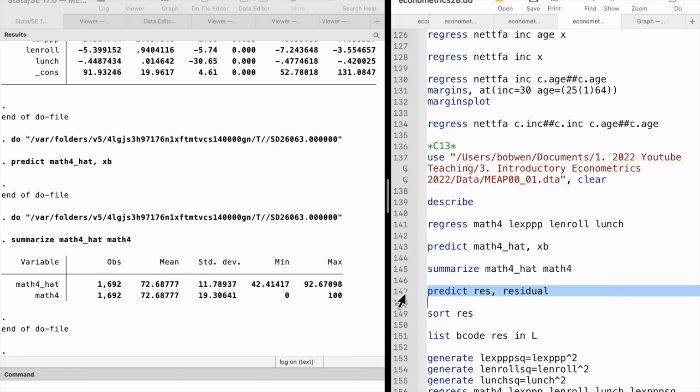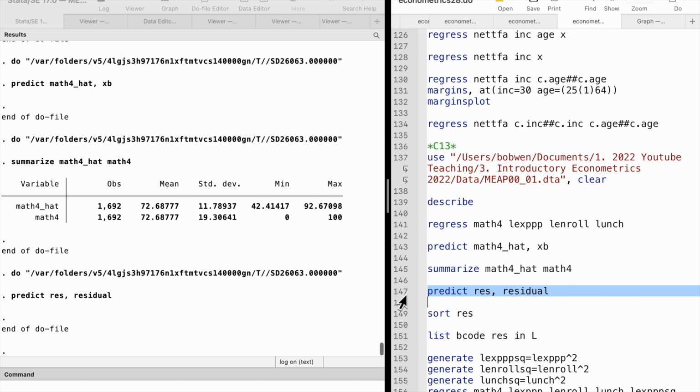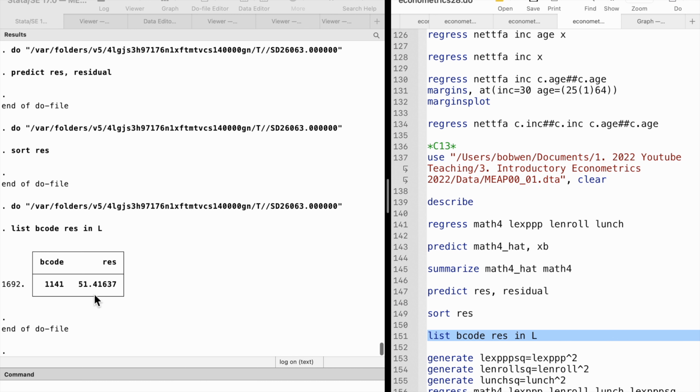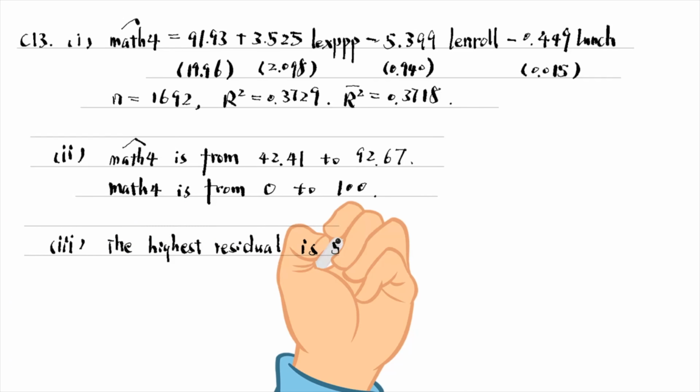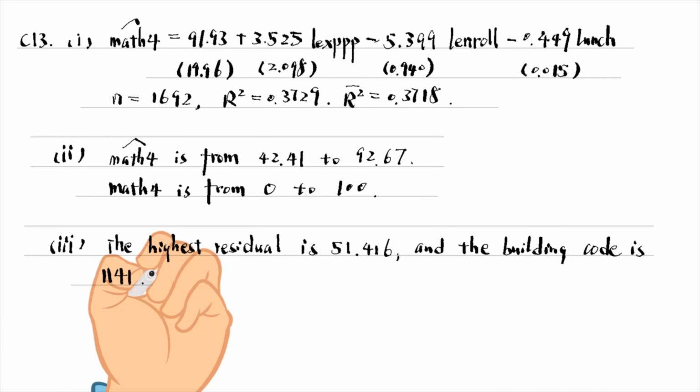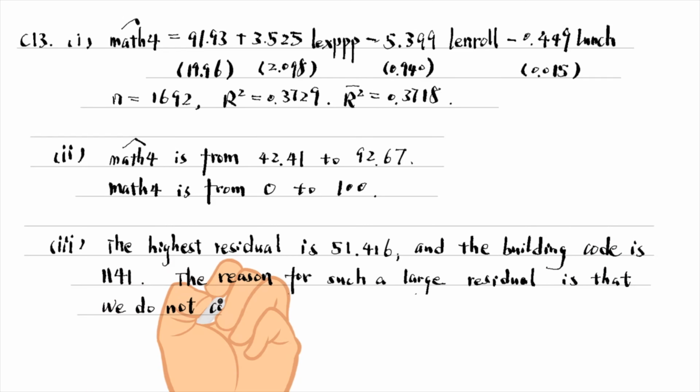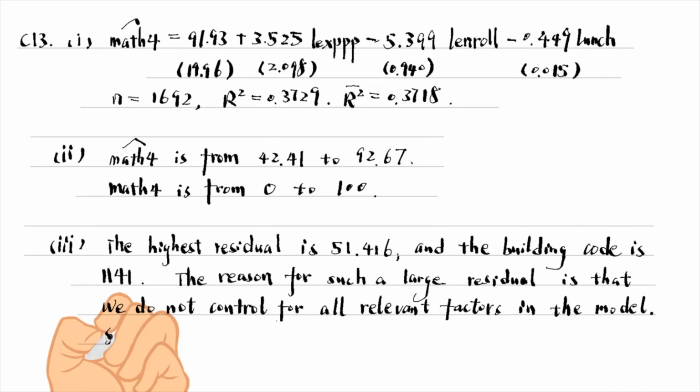For question 3, we first use the predict command with the residual option to obtain the residuals. Then we sort the residuals from the lowest to the highest. Last, we list the highest residual along with the building code of the school. The highest residual is 51.416 and the building code is 1141. The reason for such a large residual is that we do not control for all relevant factors in the model. The unobserved or unmeasured factors contribute to the residual.